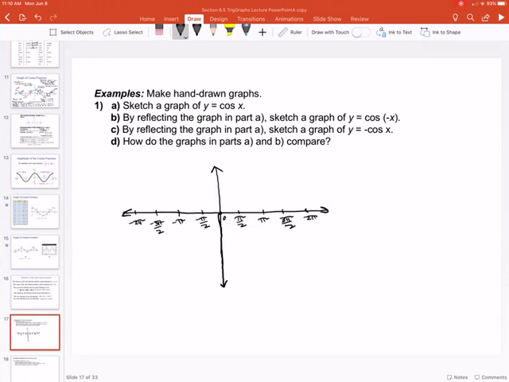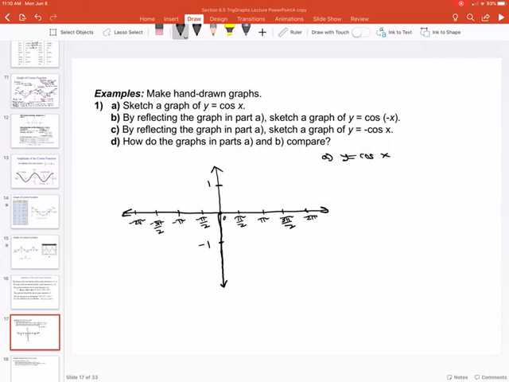And of course, here's 0 there in the middle. And I'm going to mark the y-axis. Up 1, down negative 1. It's our range, remember, between 1 and negative 1. So as I'm sketching in, let's go ahead and sketch in the graph. So doing part A, I want to graph y equal cosine of x.